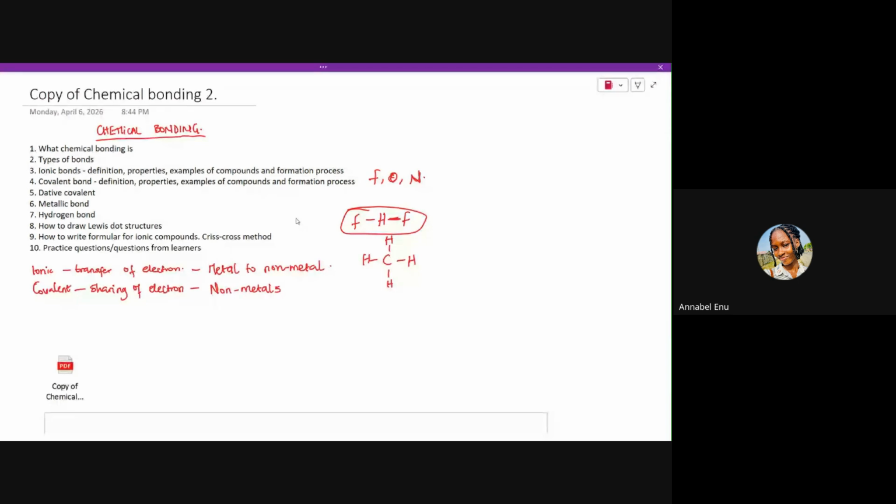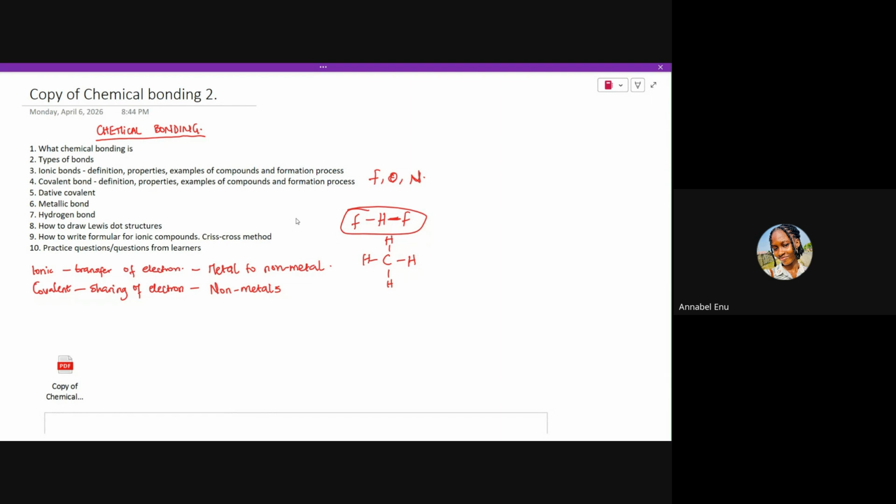Now, covalent bond involves sharing of electrons, and it involves two non-metals. There are no metals in covalent bonding. It involves non-metals, and they share their electrons with themselves so that they will be able to be stable.